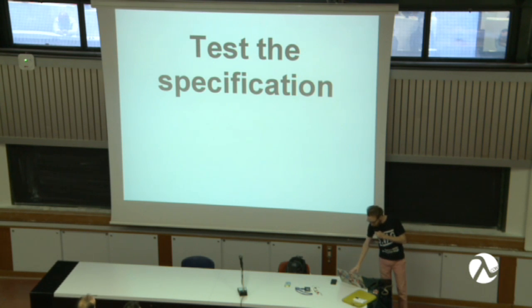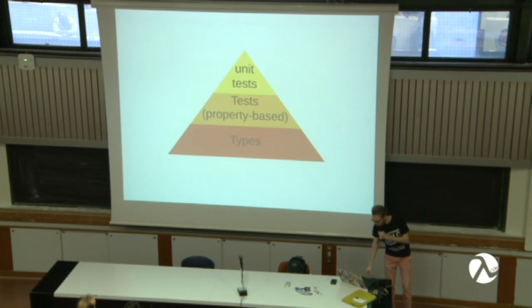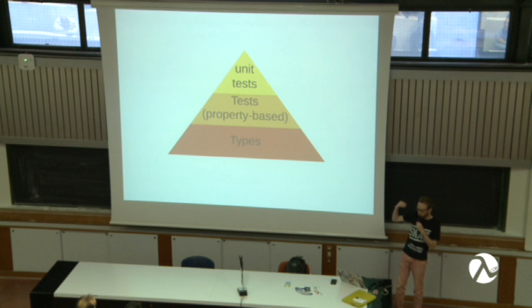So when doing type-directed development, you start by writing the types, then you write property-based tests, and then you write unit tests. So it's a slightly different testing pyramid, with types at the bottom, then property-based tests, and then unit tests.